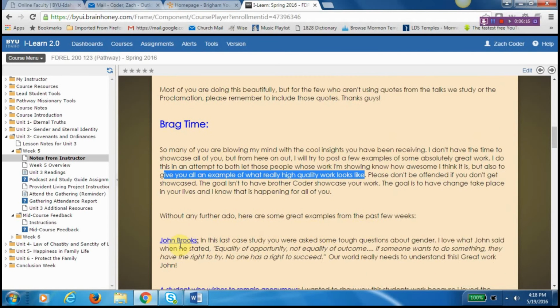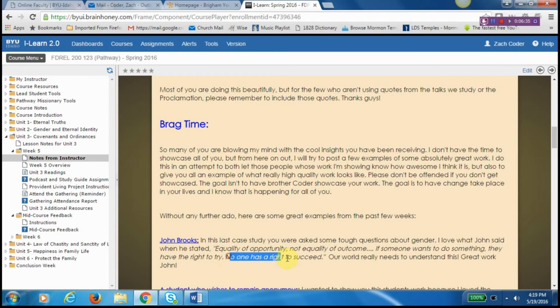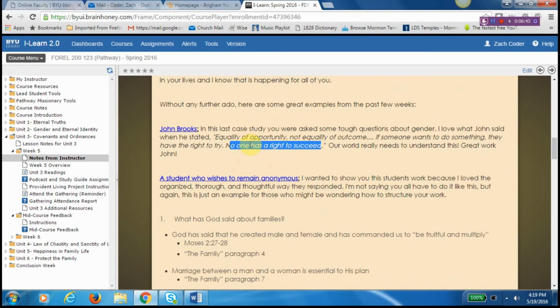John Brooks here, first of all, I thought he said something really great in this last case study about gender equality. This quote he came up with, I believe it was him: equality of opportunity, not equality of outcome. If someone wants to do something, they have the right to try. No one has a right to succeed. I love that. No one has a right to succeed. You have to work for it. I love that thought. And so many of you said similar thoughts like that, okay?